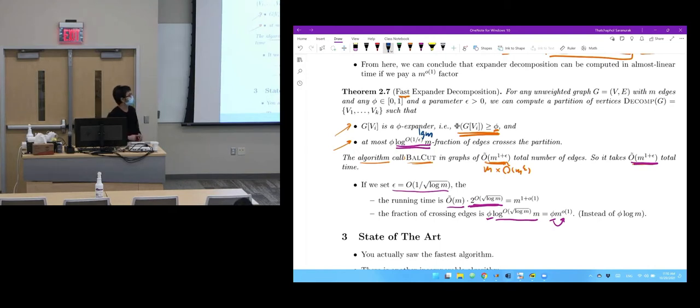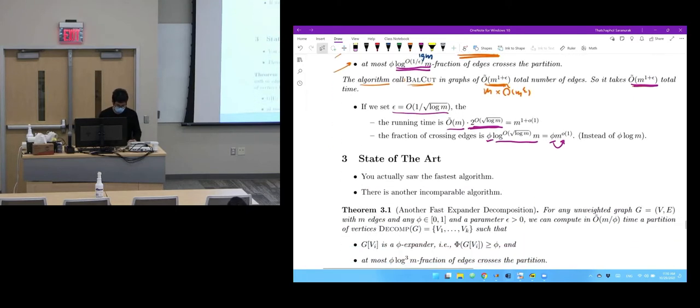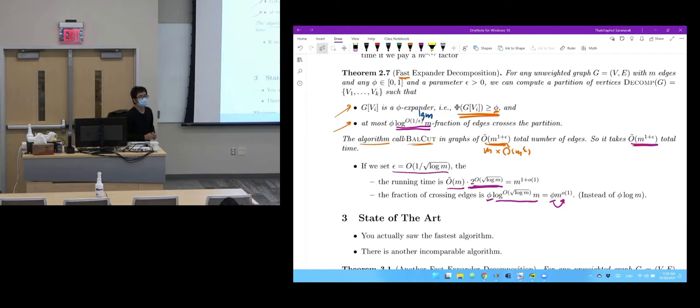Question about this result? Okay. The algorithm calls balanced cut in graphs of size m, right? What do you mean? Like each graph has size maybe less than m, or is it about at level i, the sum of all the graphs, what is that size? In the recursion tree, so the total size, here I really bound the total size of the graphs over all levels. Okay. Yeah.